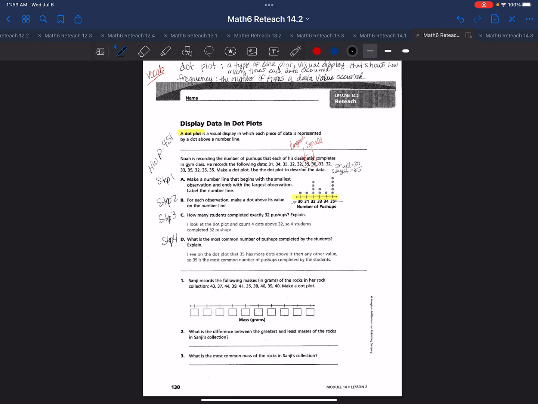So as we do that, I would encourage you, when you are working with dot plots, to cross out the number as you go. So for example, I have 31, so I would make a dot above the 31. Then I have 34, and I would make the dot above a 34, and so on, and just keep going down the following data, 35, and complete the dots, and then cross them out as you go.